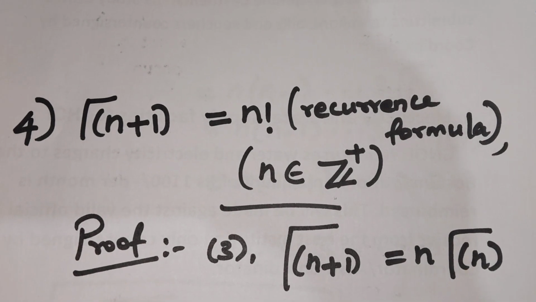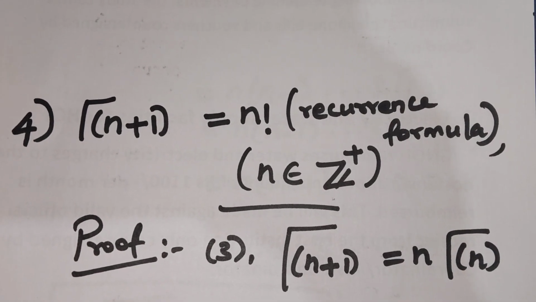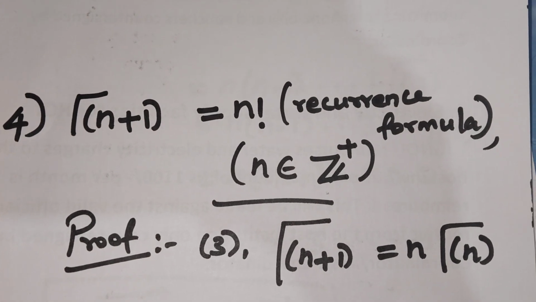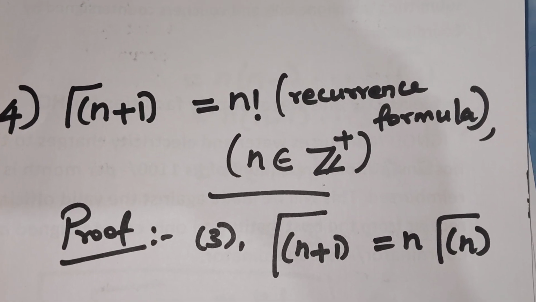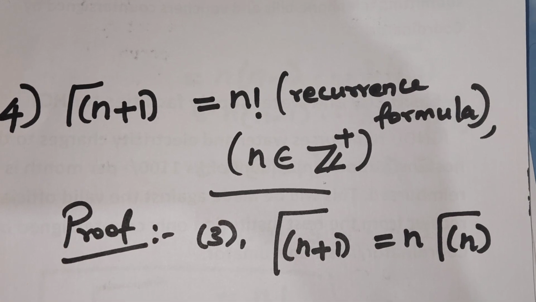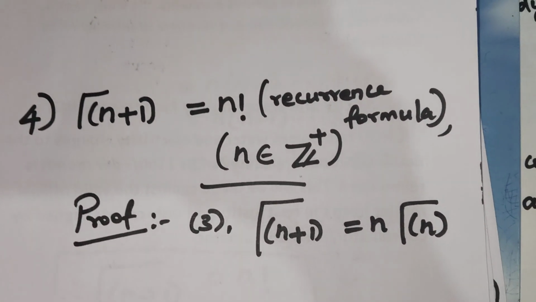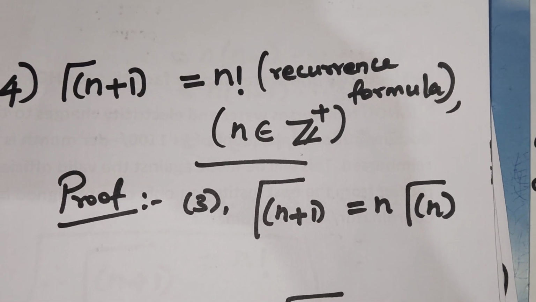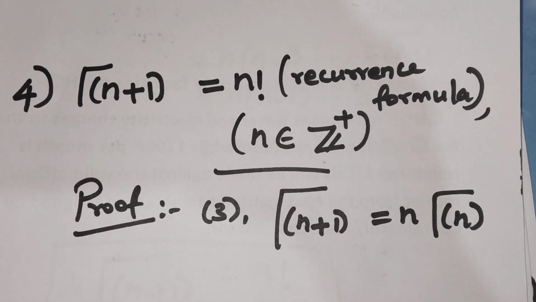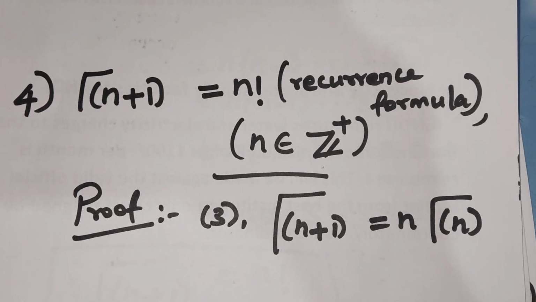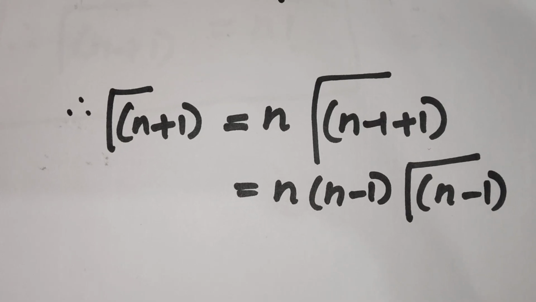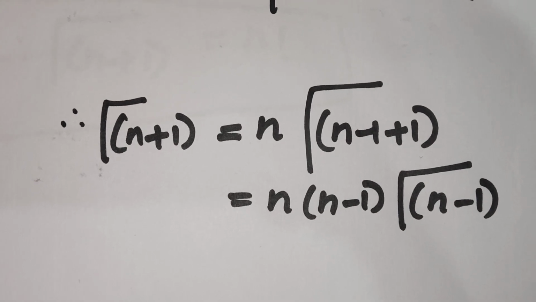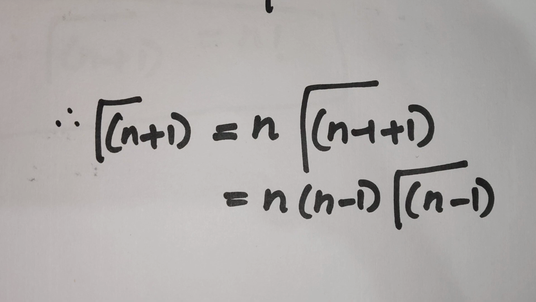Now, we are going to learn property number 4 of beta and gamma functions. Gamma of n plus 1 is equal to n factorial. This property is also called recurrence formula. Here n is a positive integer. Let us move to prove this property. By using property number 3, we can write gamma of n plus 1 is equal to n into gamma of n, which can be expressed as n into gamma of n minus 1 plus 1.